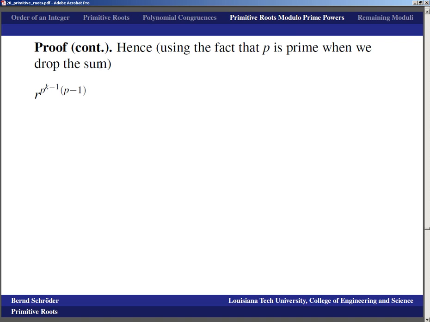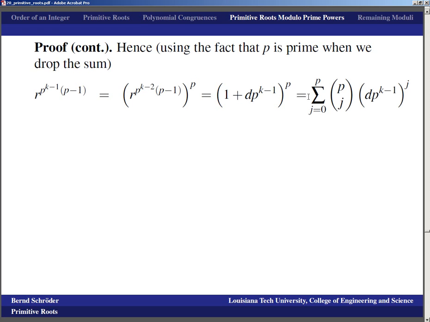Using the fact that p is prime when we drop the sum, we'll see that in just a second, we take r to the p to the k minus 1 times p minus 1, that's r to the p to the k minus 2 times p minus 1 to the p, which is 1 plus d times p to the k minus 1 to the p, as we have seen on the previous panel. And that is by the binomial theorem, the sum j equals 0 to p, p choose j, d p to the k minus 1 raised to the j.